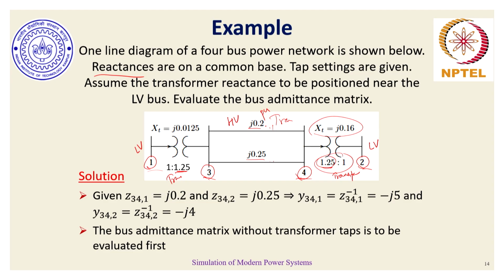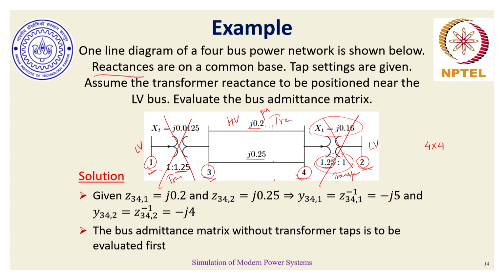First of all, if I have a 4 bus network, my final Y bus should be a 4 cross 4 matrix, and when I try to find this 4 cross 4 matrix, in the first go I will completely ignore the presence of both these transformers. If I ignore their presence, it is as good as bus 1 and bus 2 being unconnected. So, their corresponding elements in Y bus will all be 0.